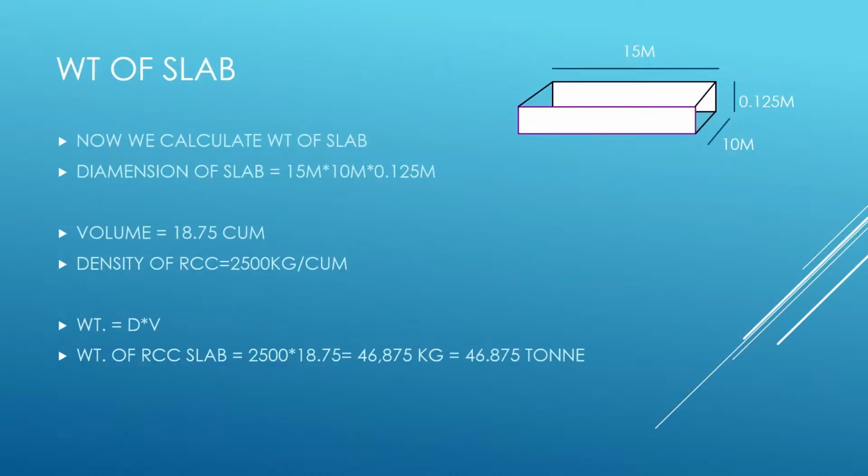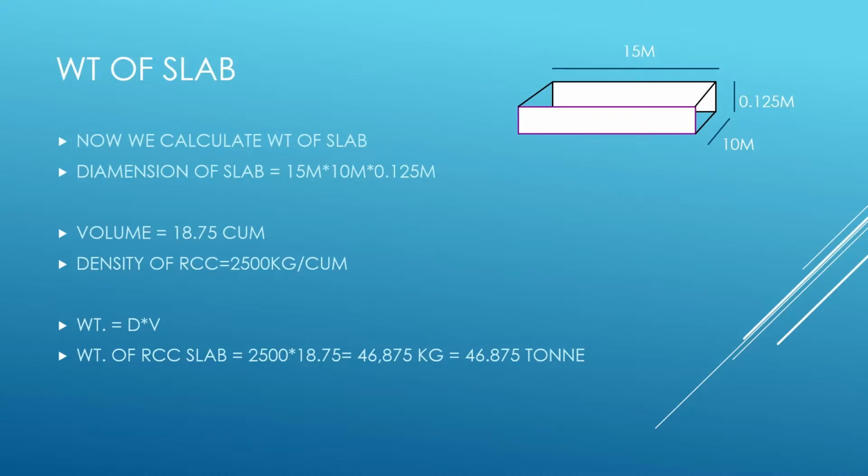Now calculate the weight of the slab. We have the dimensions of the slab as 15 meter width, 10 meter length, and 0.125 meter thickness. Don't consider this diagram, it is not to scale. Now we put these values in the volume formula: 15 into 10 into 0.125 gives 18.75 cubic meter.